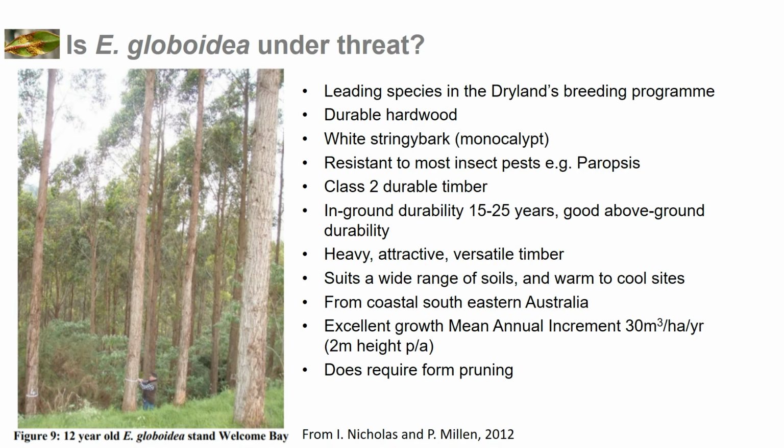Eucalyptus globoidea is a magnificent tree. It's one of the primary species in the New Zealand Dryland Forest Initiative Tree Improvement Program. It's a durable hardwood, a white stringybark, a monocalypt. It's a particularly exciting tree, being resistant to most insect pests in New Zealand, especially Paropsis. And it produces Class 2 durable timber with good in-ground and above-ground durability.